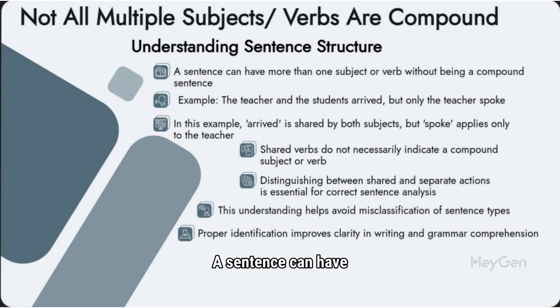A sentence can have multiple subjects or verbs without forming a compound sentence. For instance, "The teacher and the students arrived, but only the teacher spoke." Here, arrived is shared, while spoke is specific to the teacher. Distinguishing shared from separate actions is crucial for accurate sentence analysis, enhancing clarity and grammar understanding.